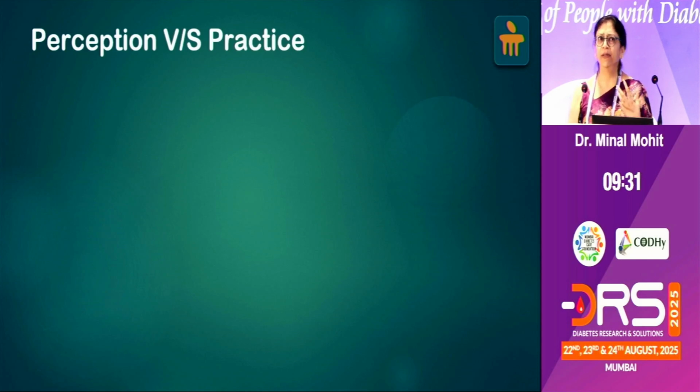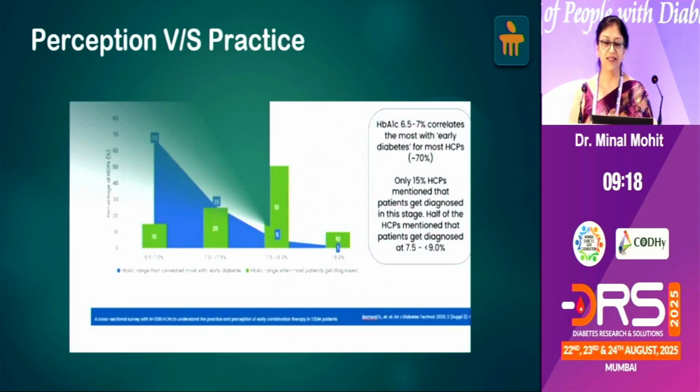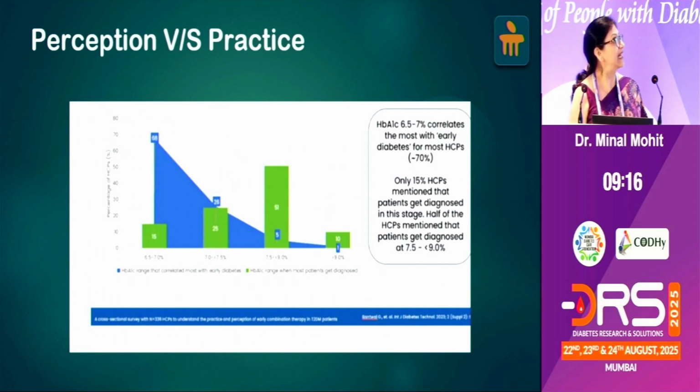We believe that mostly diabetes comes to notice early. And what do we define as early diabetes? Maybe somewhere between 6.5 and 7, we'll diagnose, we'll catch the patient. But that is only the perception. The practice is that most diabetes gets noticed only after the HbA1c is above 7.5. So the diagnostic HbA1c in clinical practice is somewhere between 7.5 and 9.